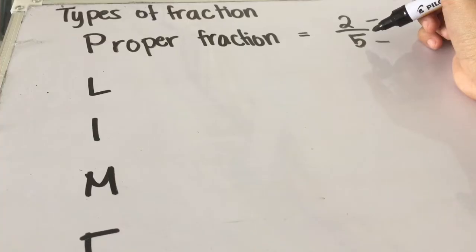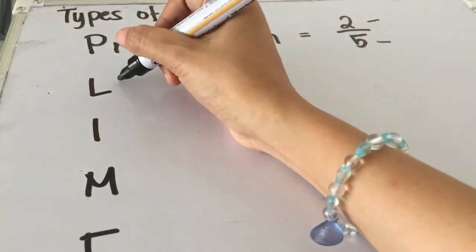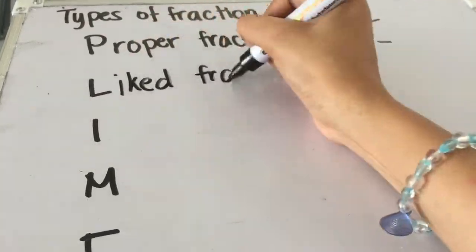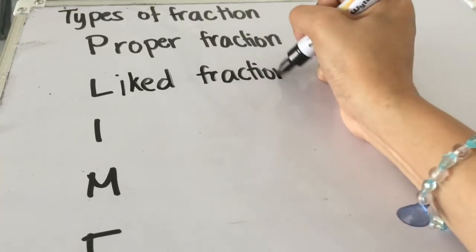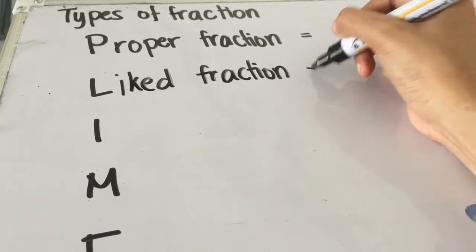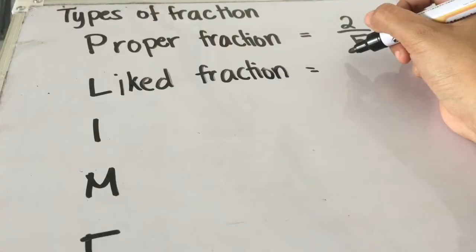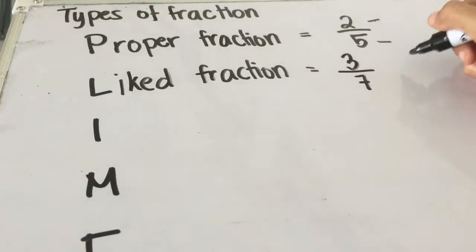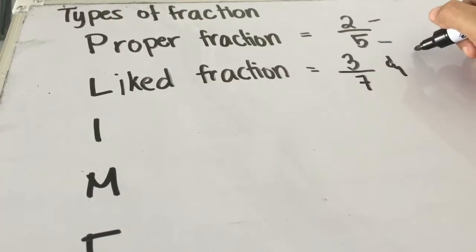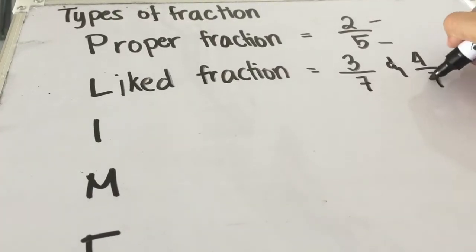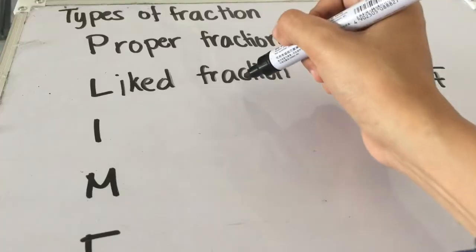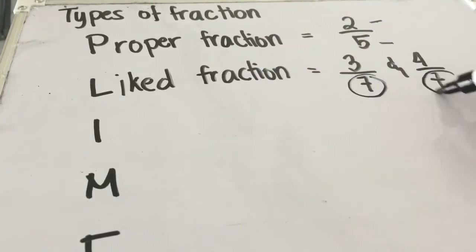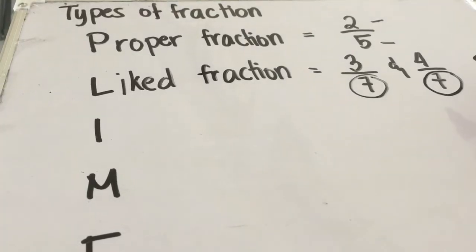Next in our mnemonic is L, which is like fraction. In like fraction, we have the same denominator. So for example, 3 over 7 and 4 over 7. So it is called like fraction because it has the same denominator.